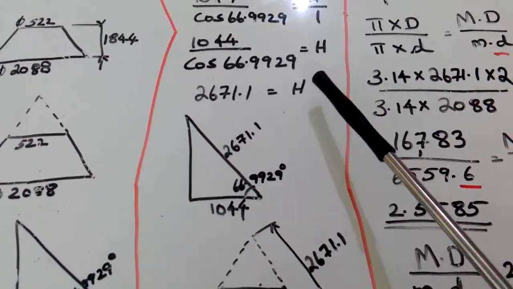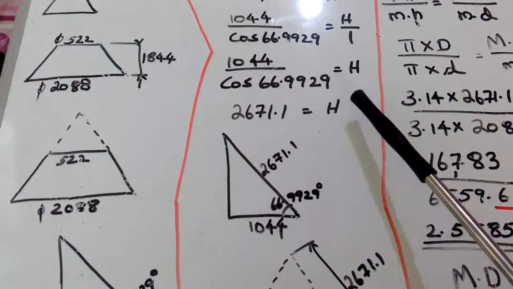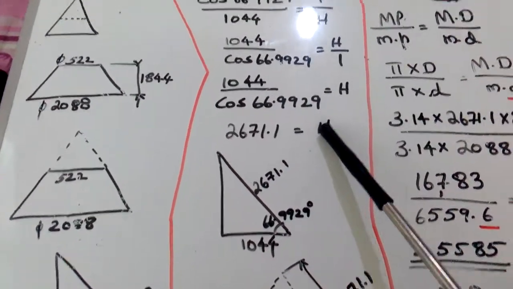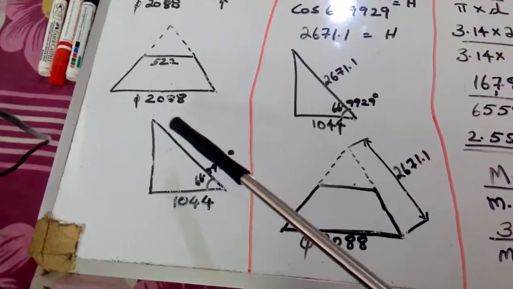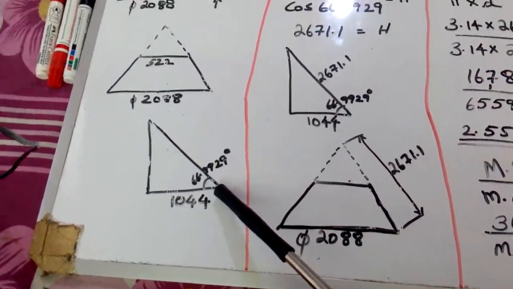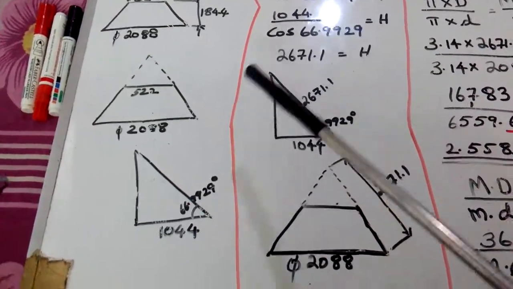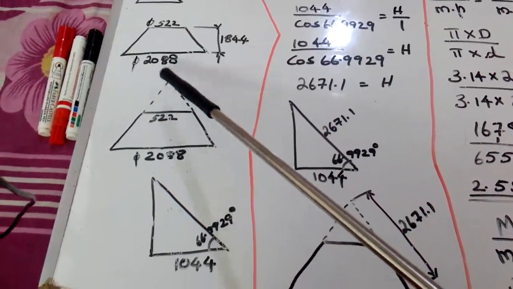So we got h as 2671.1. What is this h? Its full form is hypotenuse. Where is this h from? This is h. From here to here is h. We got this measurement hypotenuse as 2671.1. This is that h, that is 2671.1.